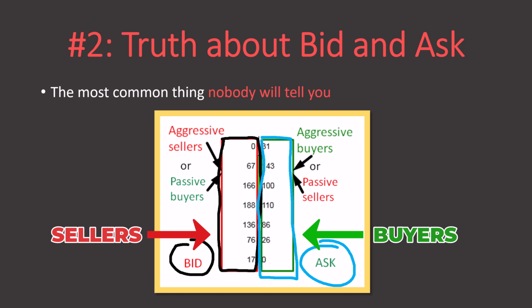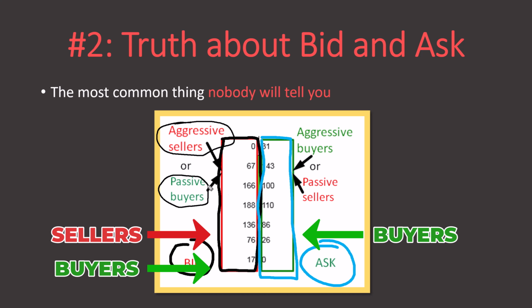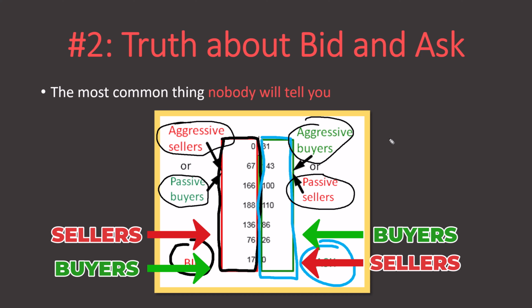The complete truth is that on bid, there are not just aggressive sellers, but also passive buyers. And that on ask, there are not only aggressive buyers, but also passive sellers, which makes reading the order flow footprints way more difficult. But people don't usually tell you this, they just tell you one part of the story, which makes order flow look like a holy grail. So this is another uncomfortable truth that people selling their order flow software are telling us.